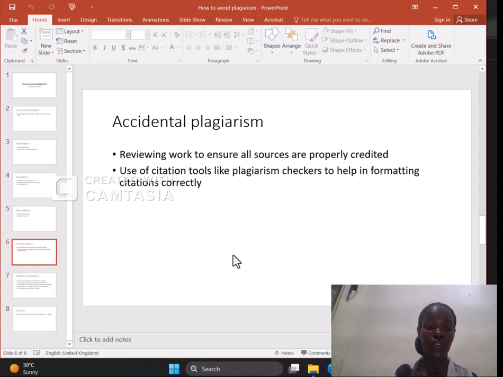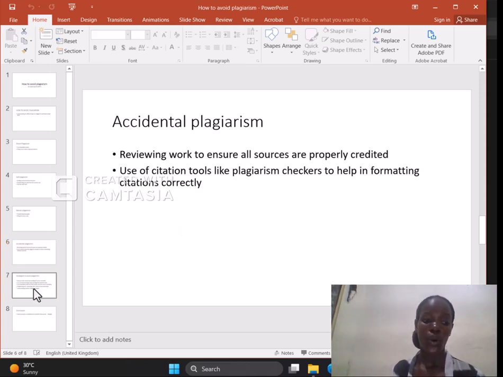And the other one was use of citation tools like plagiarism checkers to help you in formatting citations correctly. Sometimes you just need to use these, because when you use these tools, they will show you that you've not cited well, or you have not cited, you've forgotten. So it will help you to do your work correctly and perfectly as it is required. Those are the ways we can avoid accidental plagiarism.